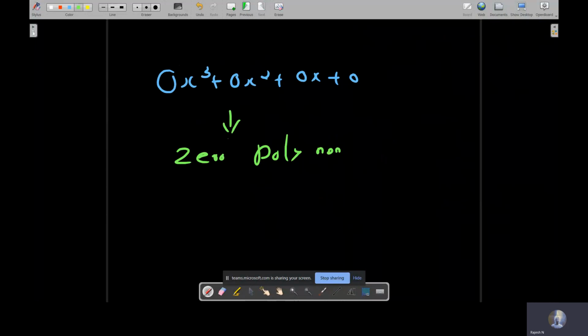Now, next one. Suppose 0x cube plus 0x squared plus 0x plus 0. What type of polynomial is this? This is called a zero polynomial. And for a zero polynomial, is the degree 3 or 2 or 1? No. Degree we cannot define. For a zero polynomial, degree is not defined. Hope you understand. So the degree of a zero polynomial is not defined, but the degree of a non-zero constant polynomial is 0.